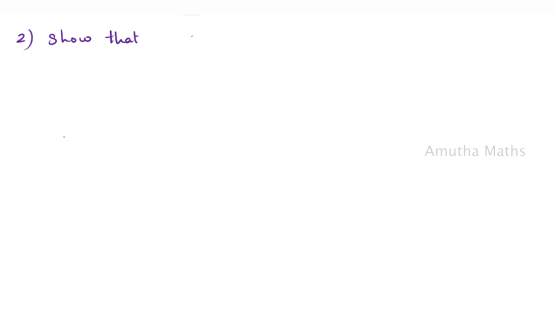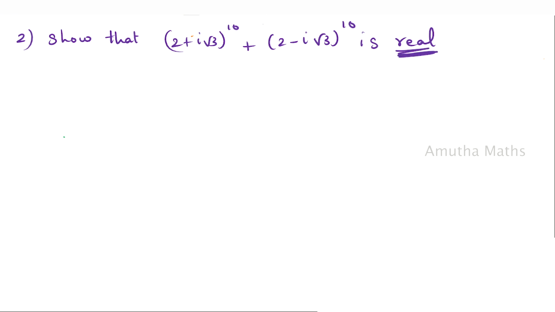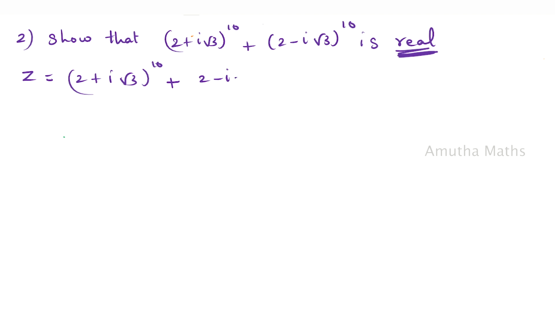Show that 2 plus I root 3 the whole power 10 plus 2 minus I root 3 the whole power 10 is real. We have to prove this thing is real. So for that, let Z is equal to 2 plus I root 3 the whole power 10 plus 2 minus I root 3 the whole power 10. Now what is Z bar?